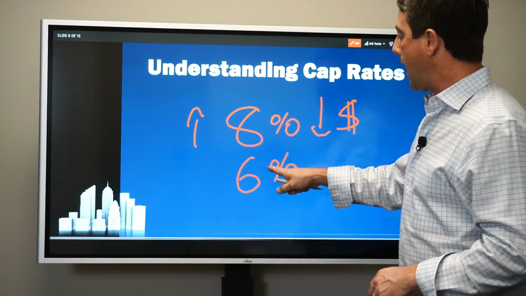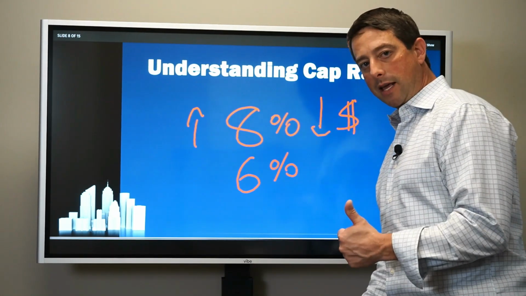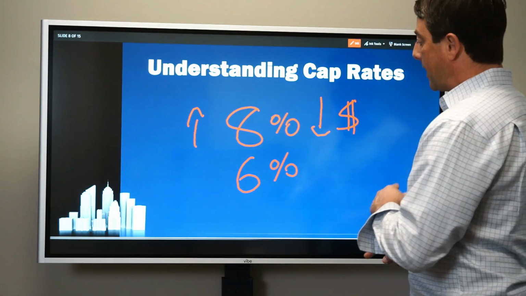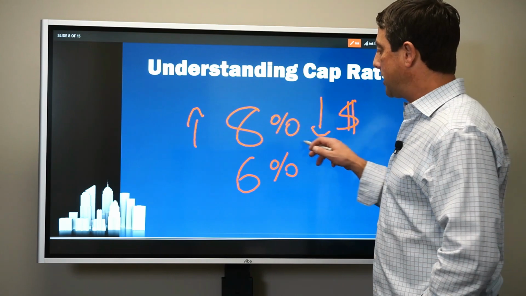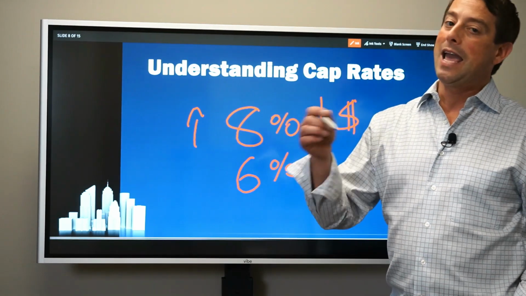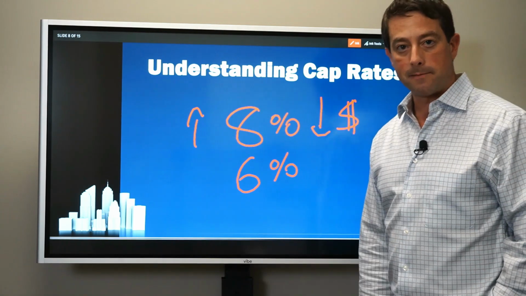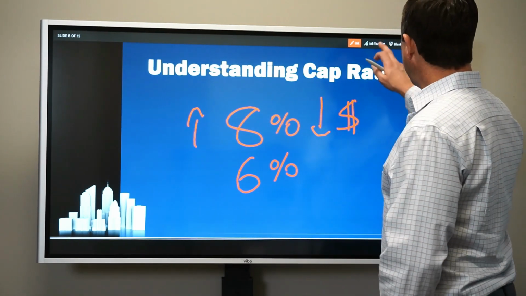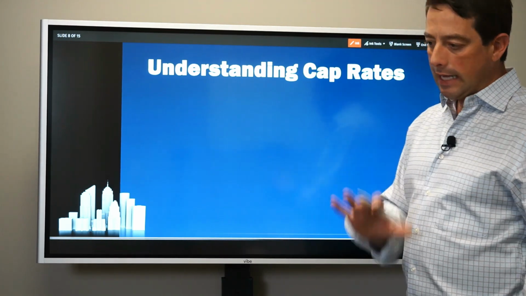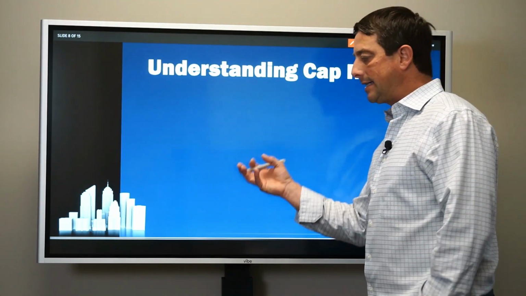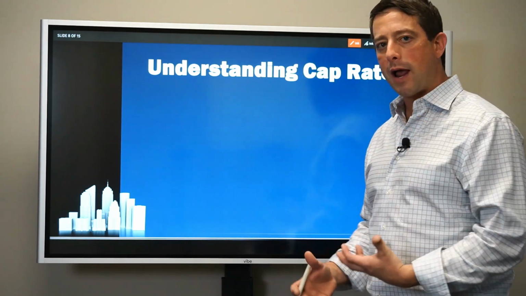Okay, so if I'm buying it at 8 and I know everybody else is buying it at 6, I'm getting a good deal. Reverse that. If I'm buying it at a 6 and everybody else in the market is paying an 8, then I am paying more than everyone else in the market, right? But we have to keep in mind here, just quickly, that the net operating income is what dictates that cap rate. It's the ratio between the net operating income and the price.